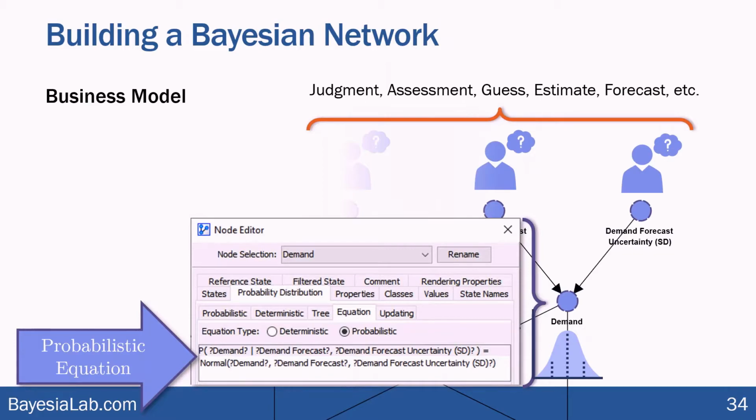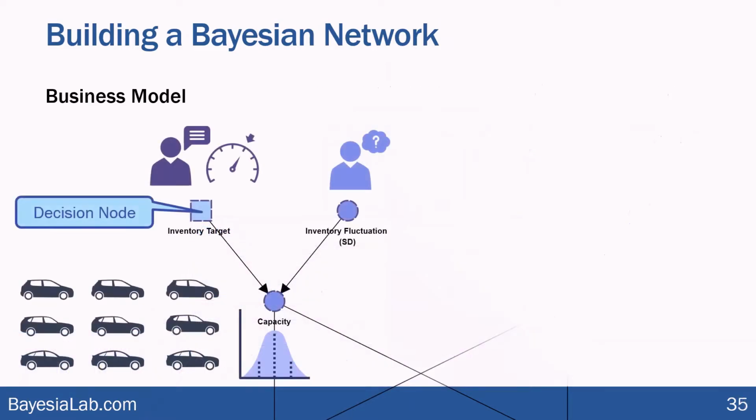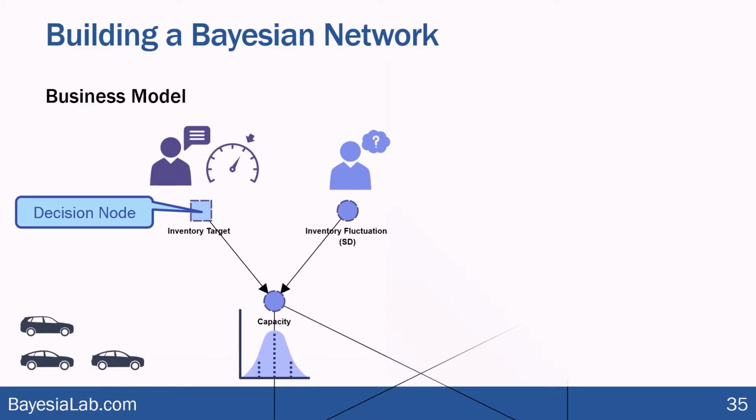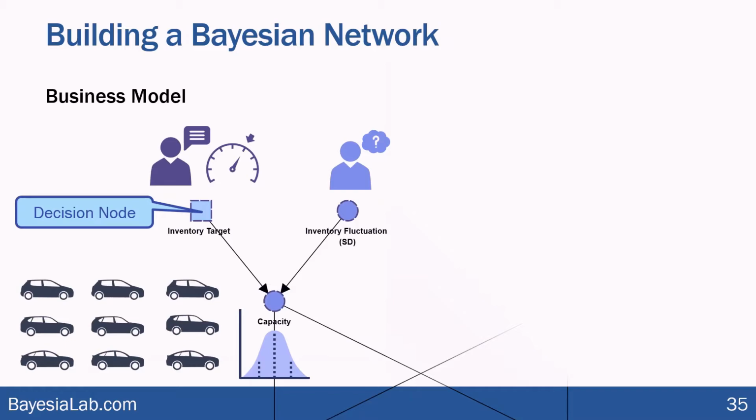So that's our demand node. Now, let's talk about our decision node. As I said earlier, even though the inventory level is something that we can choose and determine, there are external factors. You know, people bring their car back too soon or hold on to it longer. So there we have a distribution.